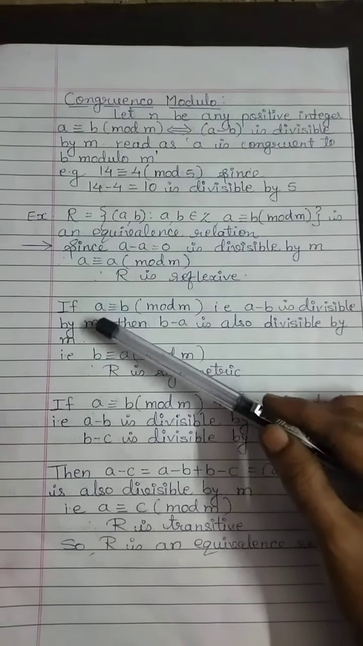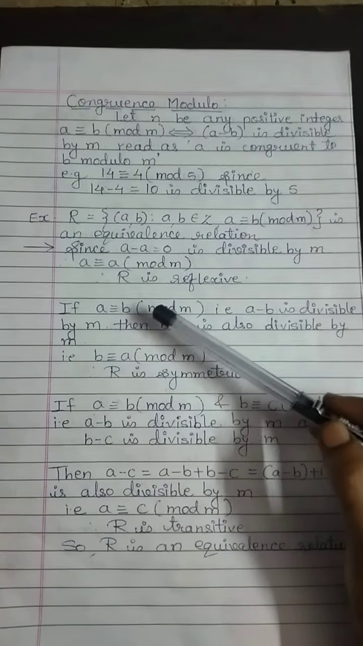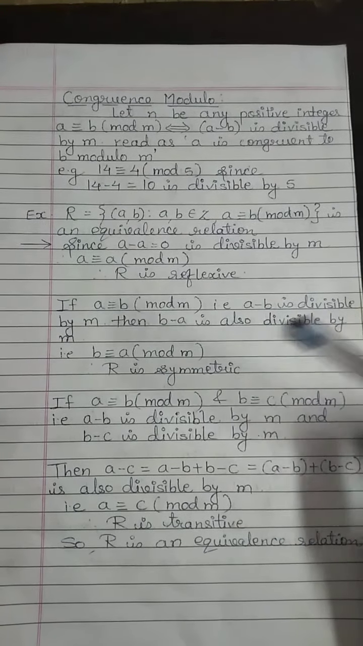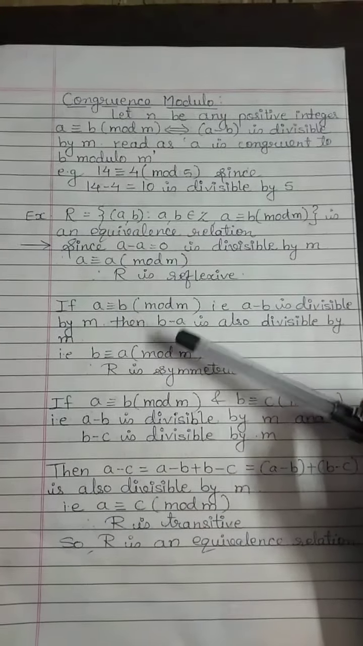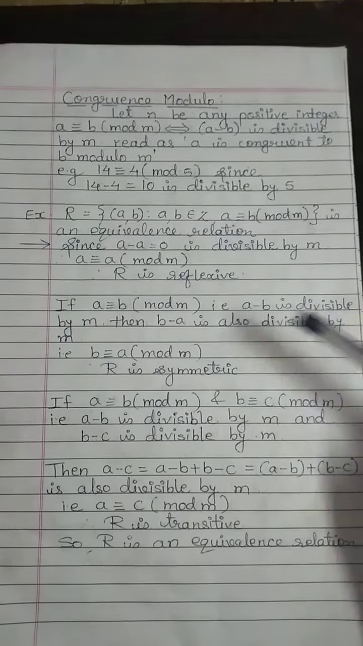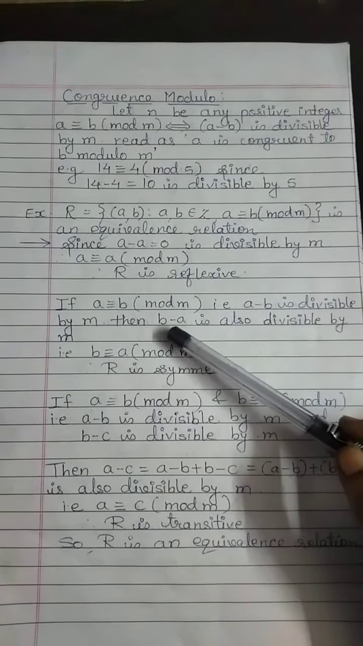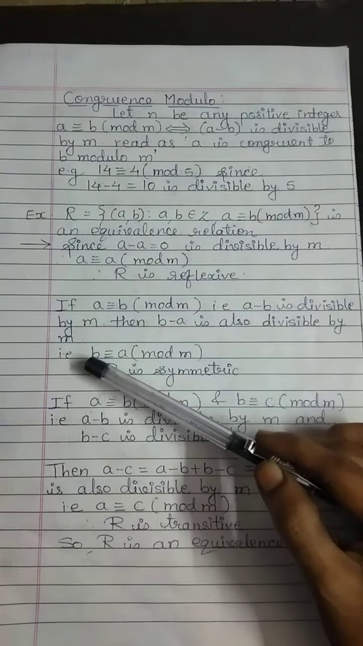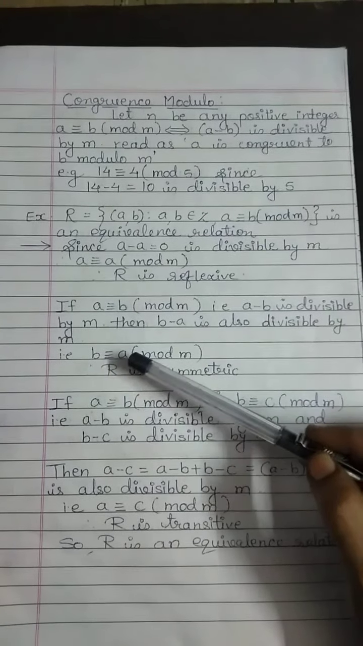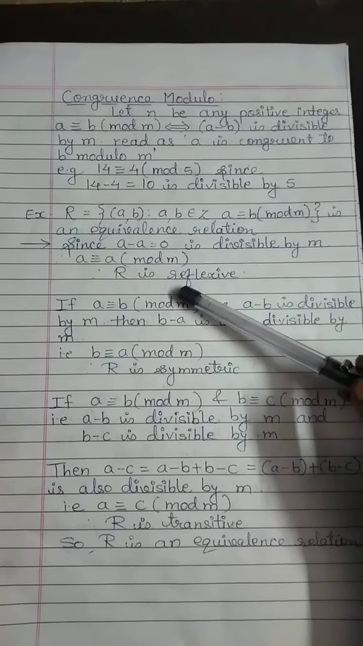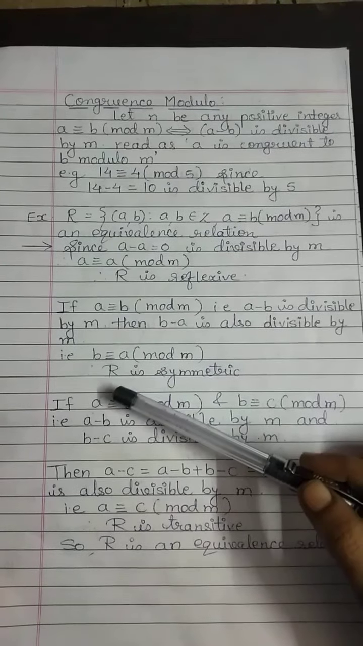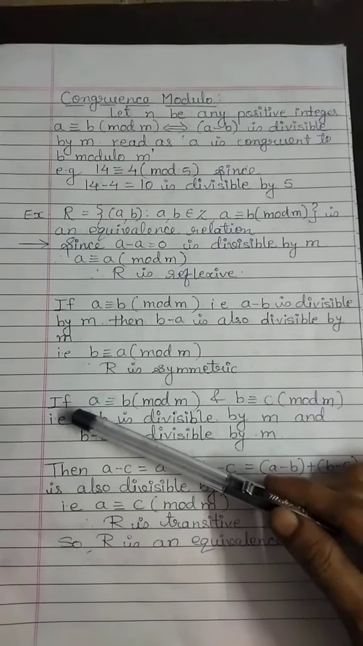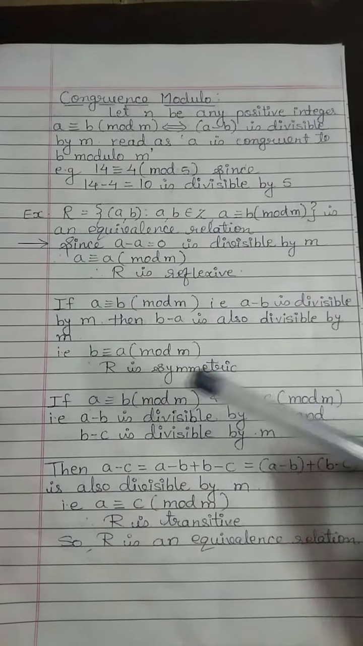Now if A is congruent to B modulo M, that is A minus B is divisible by M, then B minus A is also divisible by M. And using this, we can write in the notation form B is congruent to A modulo M. So from these two we can say that R is symmetric. Now we require one more point for transitivity.